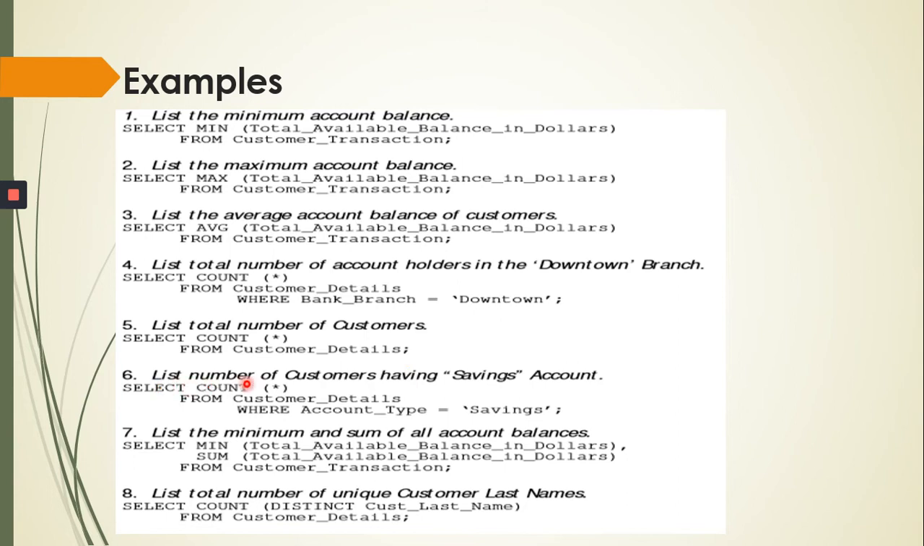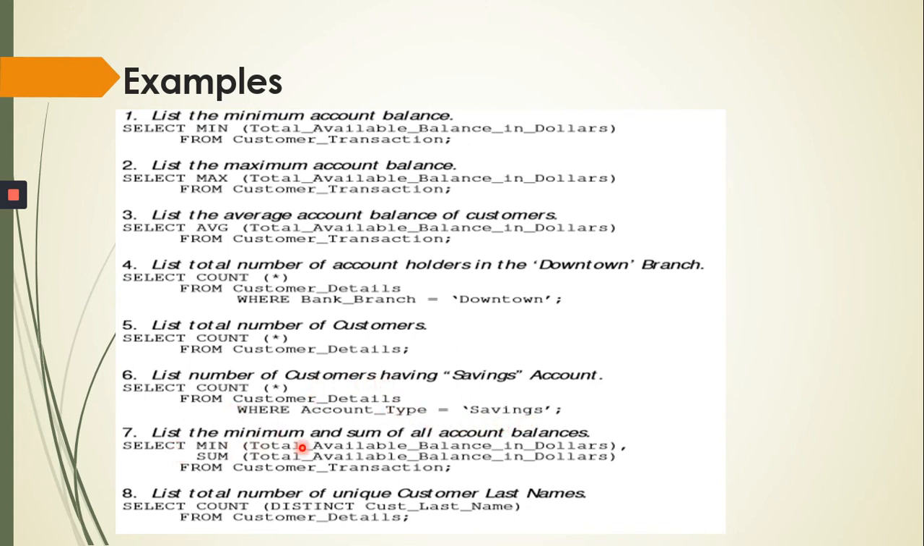List the number of customers having savings accounts. Different types of accounts are available in a bank, so we have to find the customers who have savings accounts. Simple: whenever we have to find some count, we always use COUNT(*). So SELECT COUNT(*) from which table? Customer detail, where account type is equal to savings. It will give the total number of customers who have savings accounts.